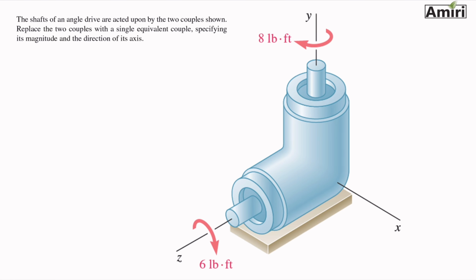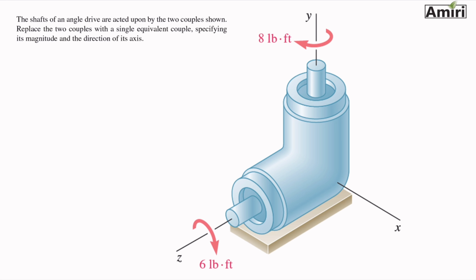All right, let's look at this problem. The shafts of an angle drive are acted upon by the two couples shown, the 8-pound-foot one and the 6-pound-foot one, and the direction of the rotation is shown here. Replace the two couples with a single equivalent couple, specifying its magnitude and the direction of its axis.